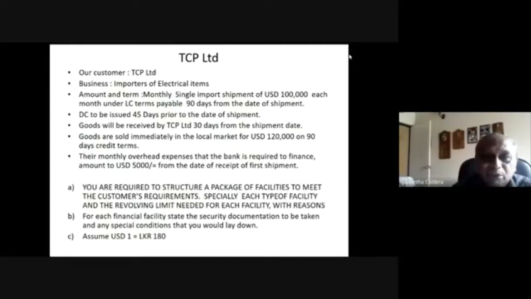Right? Okay. Then goods are sold immediately in the local market for 120,000 on 90 days credit terms. Now, when we receive the goods, we accept the documents. So acceptance facility will have to be created, right? LC facility will be reversed, acceptance facility will be created. Then we will sell in the local market, but we immediately sell.